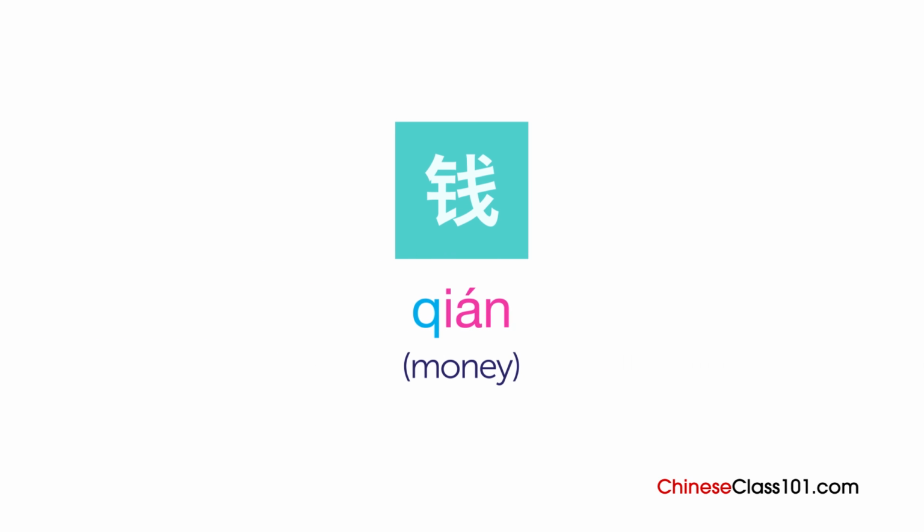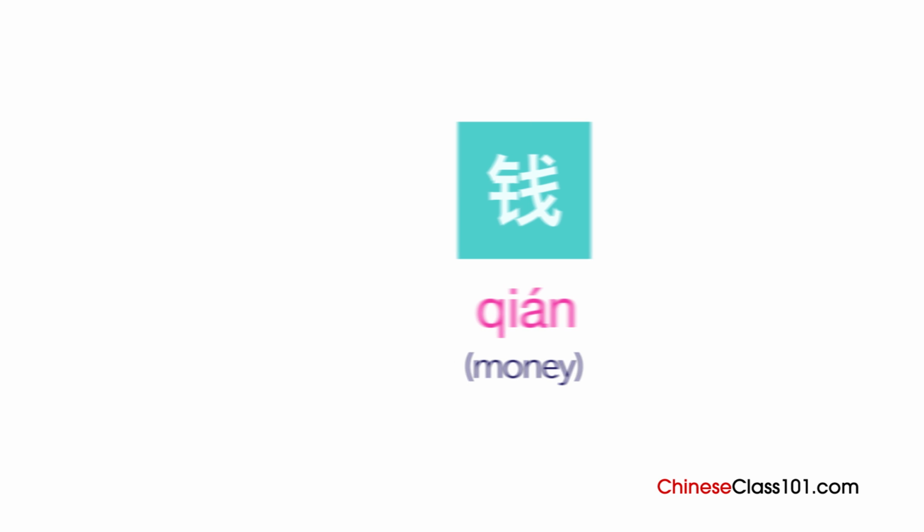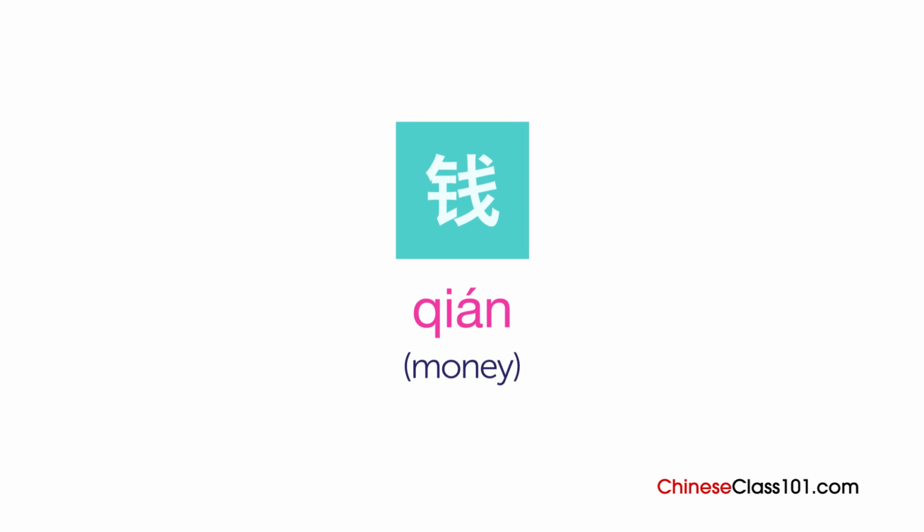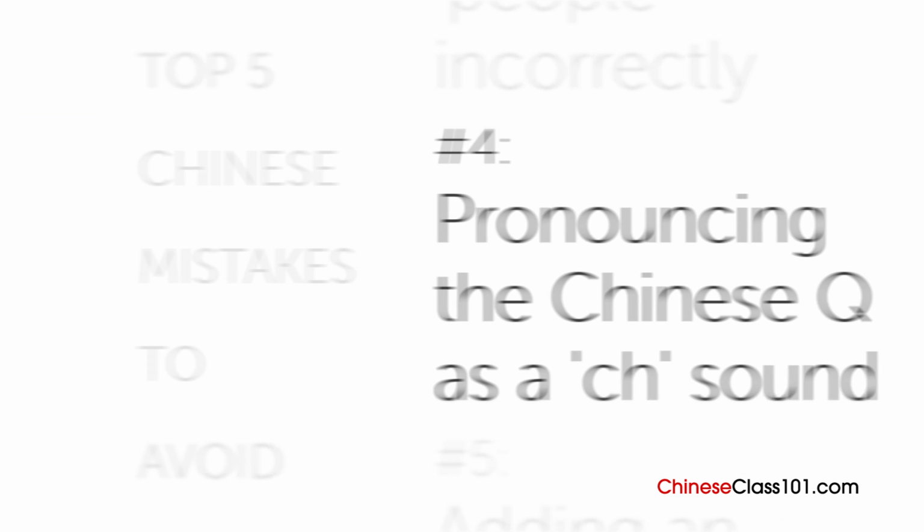The Chinese Q sound should be pronounced with the tip of the tongue touching the bottom teeth, while the blade of the tongue lays flat behind the front teeth. 钱. We'll break down the differences between the ch sounds of Chinese in lesson 7.